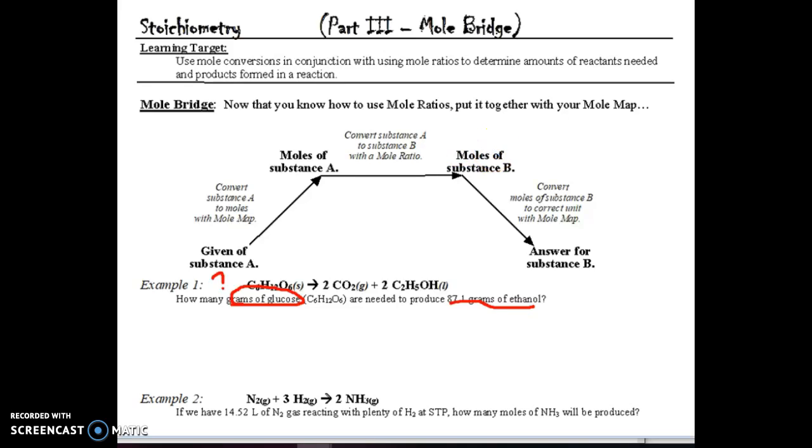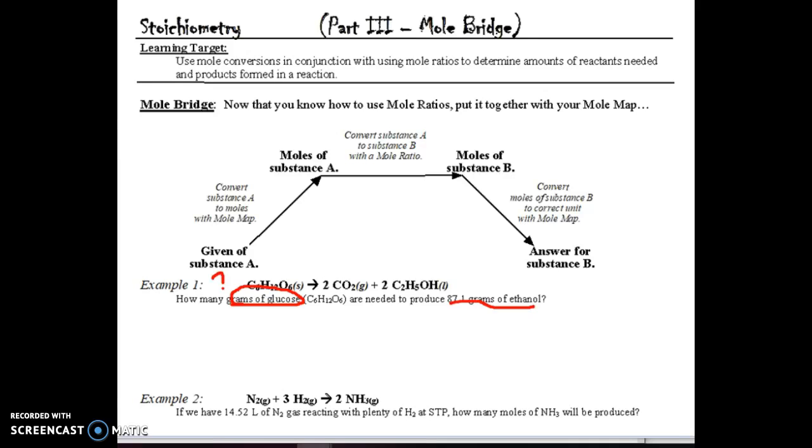Just like we've done in the past, we are going to take our value given in the problem and write it down. That's what I've got right there. Right now I've got a given quantity of substance A, and that is that 87.1 grams of ethanol. What I'm going to do next is take that 87.1 grams of ethanol and set up a fraction to convert grams of ethanol to moles of ethanol. You can see my grams would cancel, and I'll have moles in the numerator.